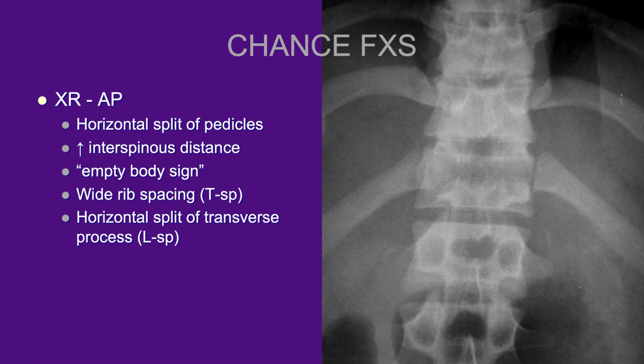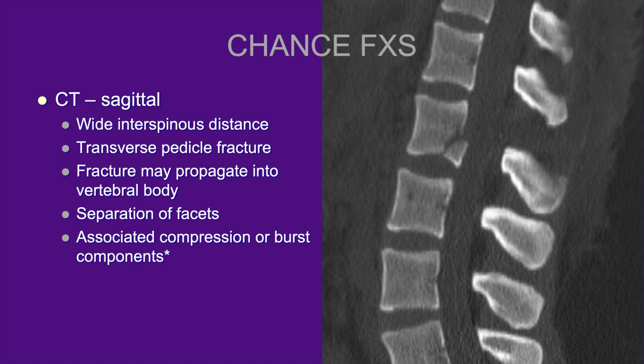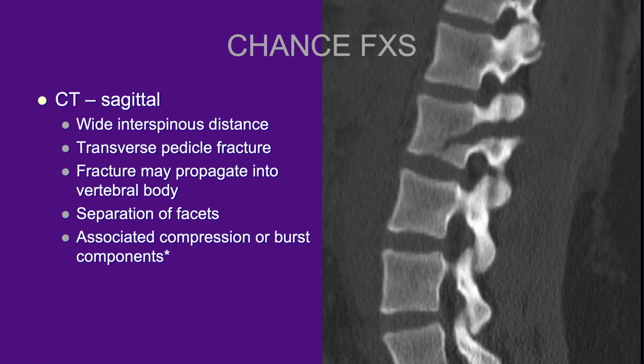On plain radiography, we can look for a horizontal split of the vertebra and the pedicles, increased interspinous distance, widening of the rib spacing. On CT, we can better delineate the fracture with widening of the interspinous distance and fracture propagating from the vertebral body into the posterior elements.